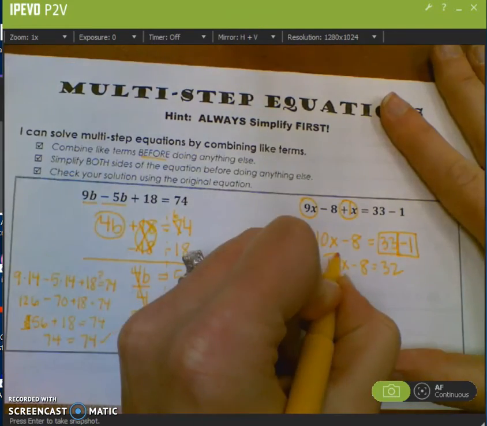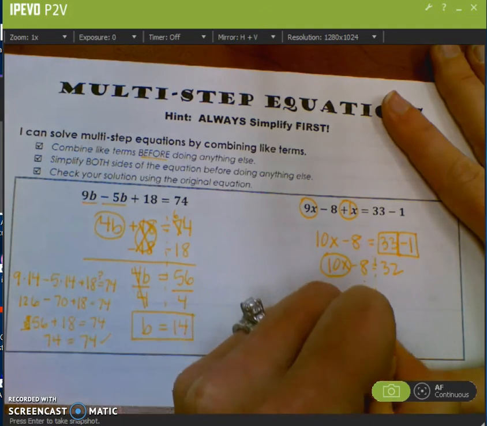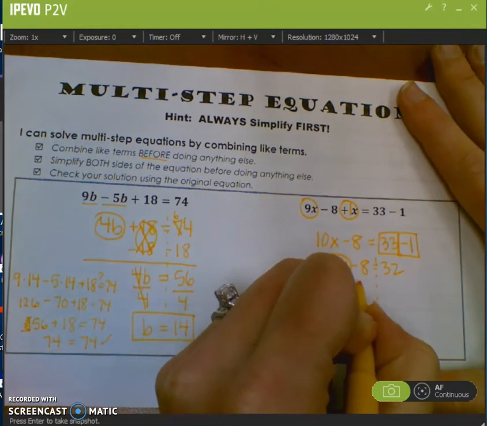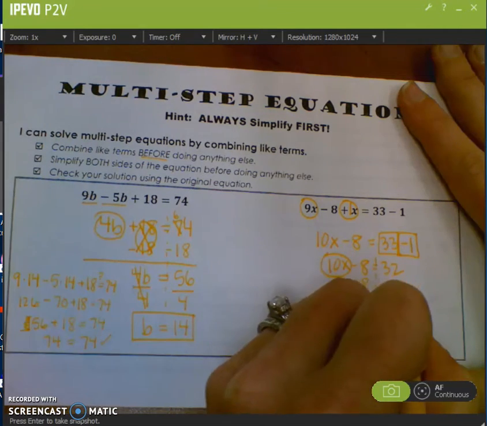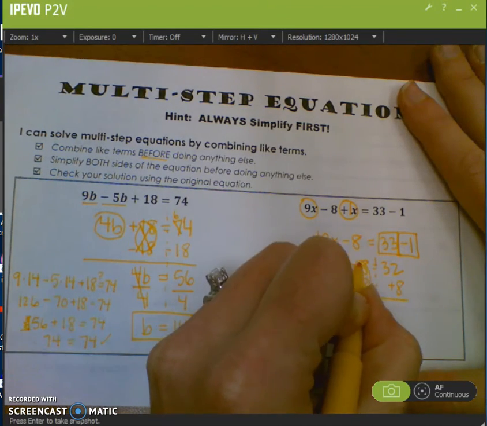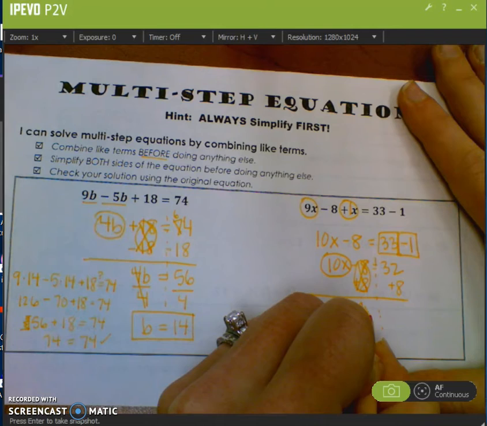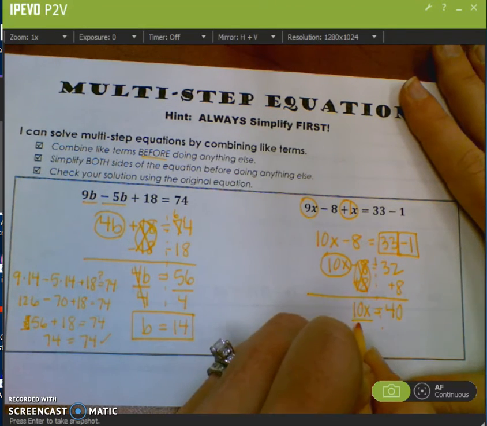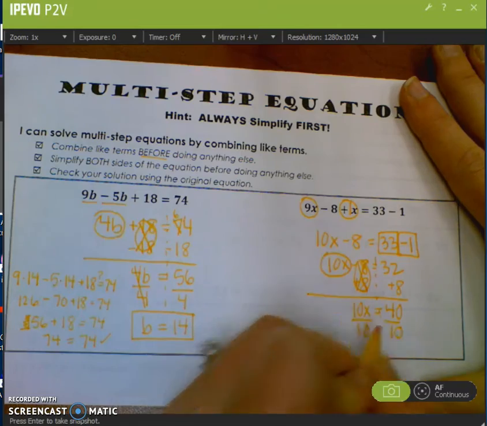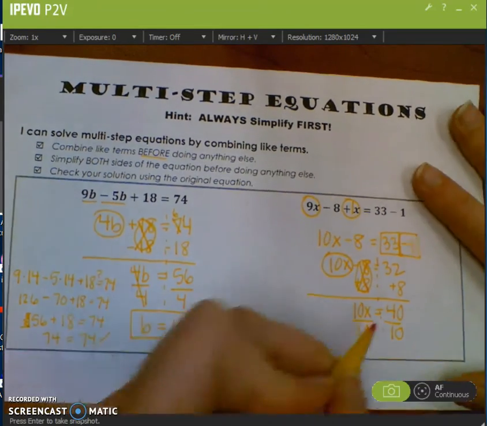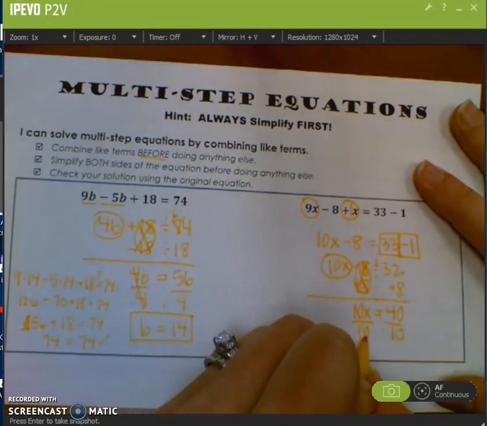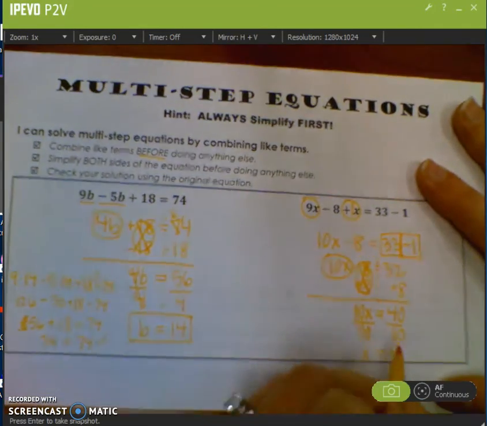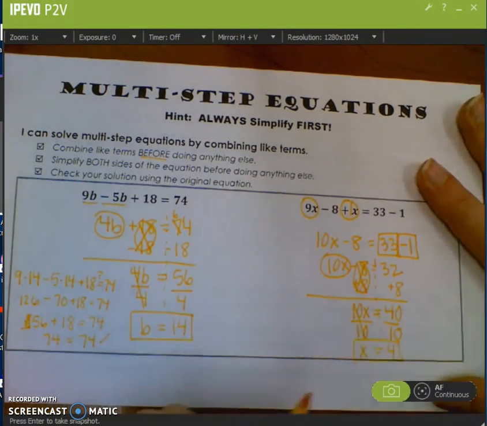Now I'm going to circle my term with the variable, and I'm going to draw my dashed line through my equal sign. The inverse of subtracting 8 is adding 8, and I'm going to do that to both sides. Negative 8 and positive 8 equals 0. So I'm left with 10x on this side. 32 plus 8 is 40 on this side. The inverse of multiplying by 10 is dividing by 10. So I do that on both sides of my equal sign. And 10 divided by 10 leaves me with 1x. And 40 divided by 10 is 4. So x is equal to 4.